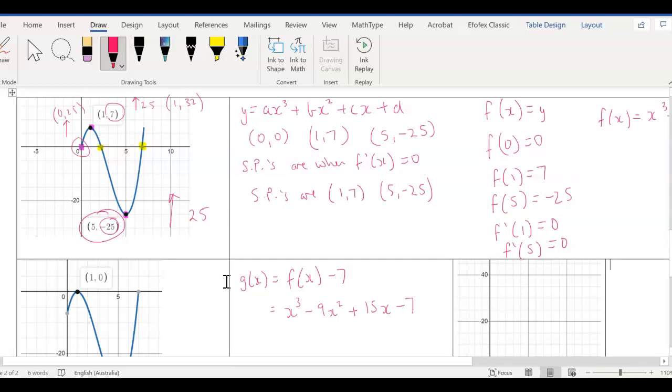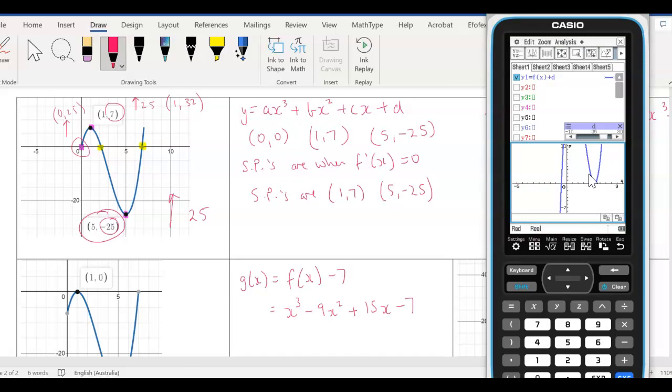Okay, if I graph that, I'll show you on the graph, and you can't really see it. I wish it was easier to zoom. It's not really working for me. Okay, if you played around with the zoom, you will see those points there.